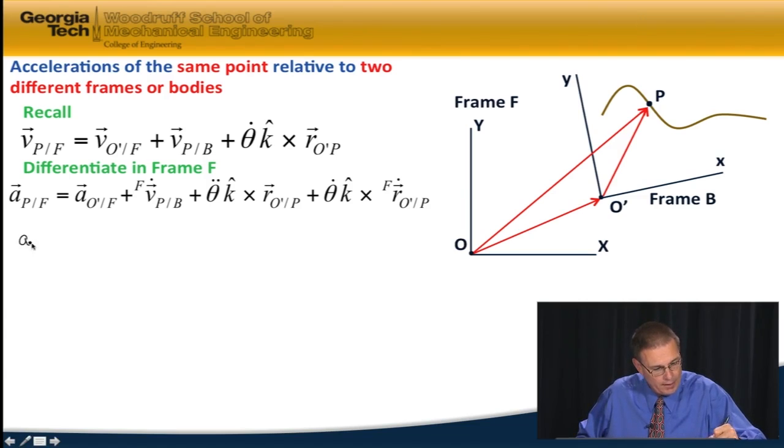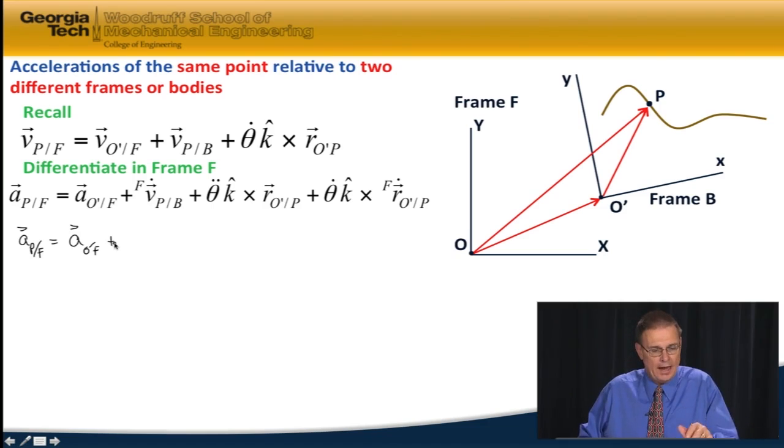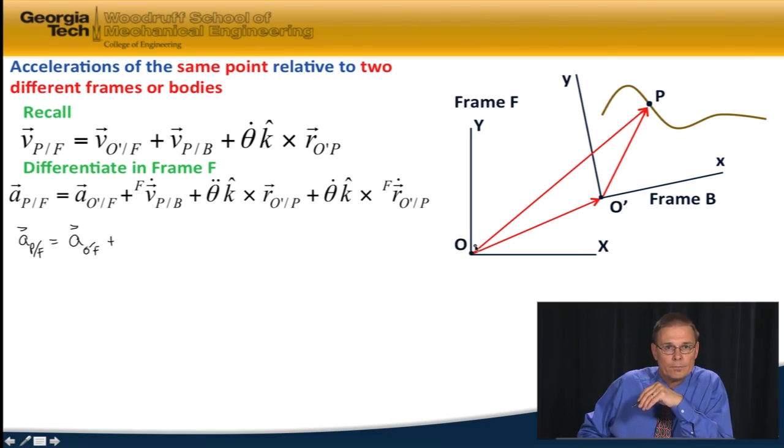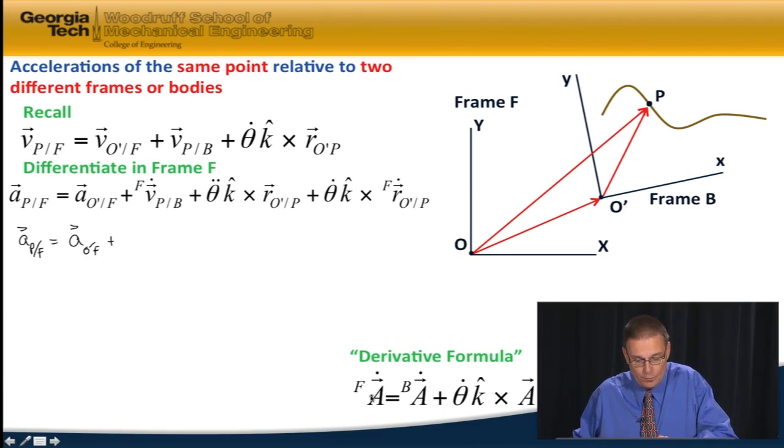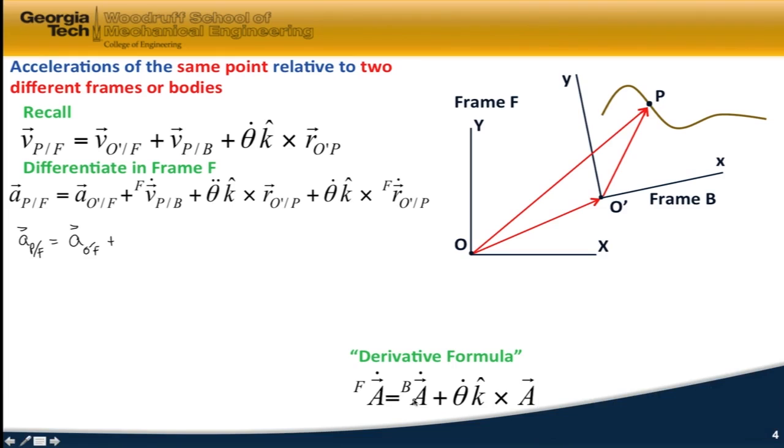And so I have A of P with respect to F equal to A of O prime with respect to F. And then my question to you is, how am I going to take the derivative of this velocity of P with respect to the moving frame B, taking the derivative back in the F frame? How do I go about doing that? The answer you should say is, we're going to use that derivative formula that we derived before. We take the derivative of the vector with respect to the F frame, and that's the derivative of the vector with respect to the B frame plus the angular velocity of the B frame crossed with the vector itself.